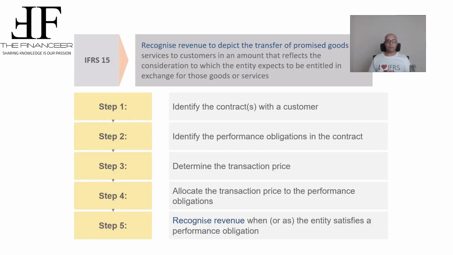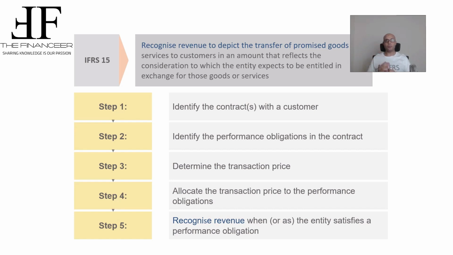Let's start explaining the 5 steps model briefly, and then we are going to go into more detail for each step. The 5-step model starts with step number 1, which is defining and identifying the contract between the two parties, the company and the customer. Step number 2 is to determine and identify the performance obligations that are identified in the contract.